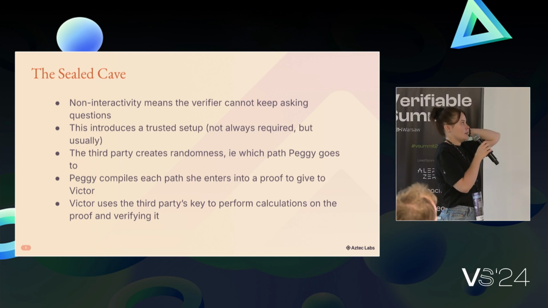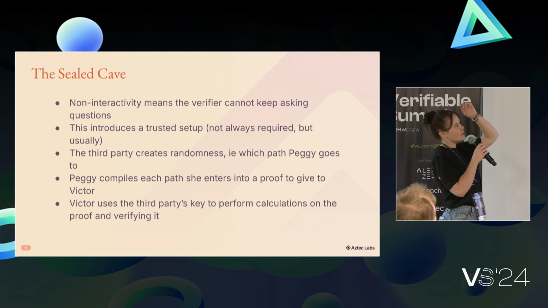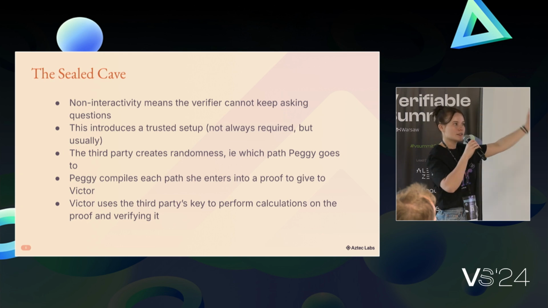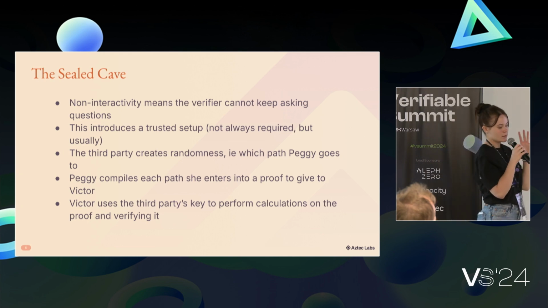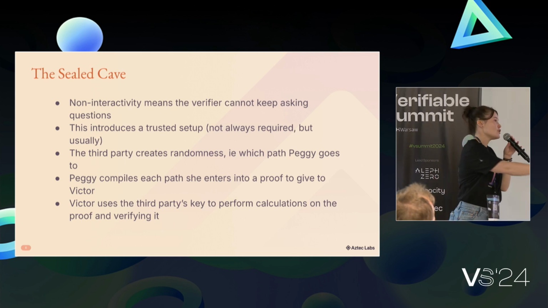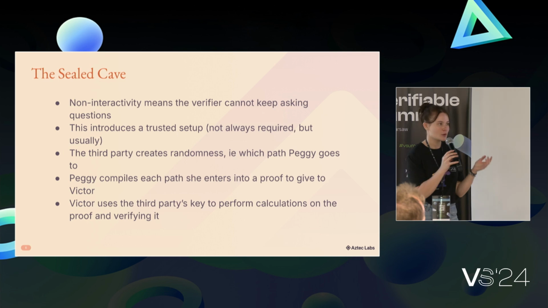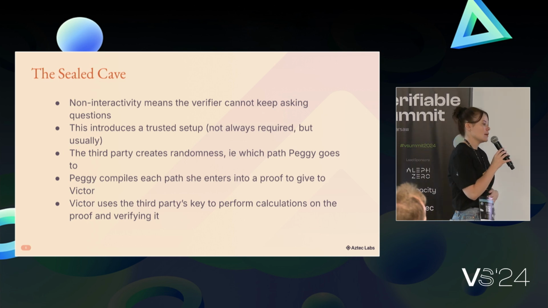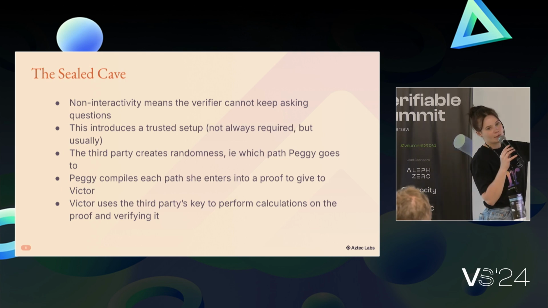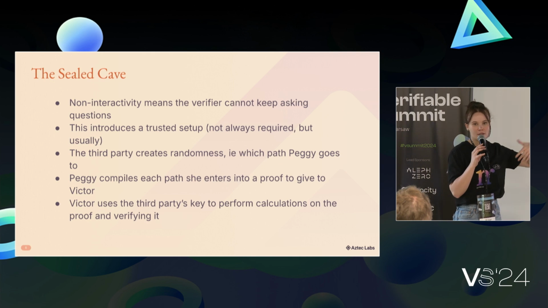So think of this cave as being sealed. Victor cannot just keep talking to Peggy and ask what's going on. But in order for that to work, in general, this is not actually super true anymore, but you need a trusted setup. For Aztec, that's what we have. And instead of Victor saying, come out this gate, the trusted setup is just going to create this randomness of go out the gate B and A.